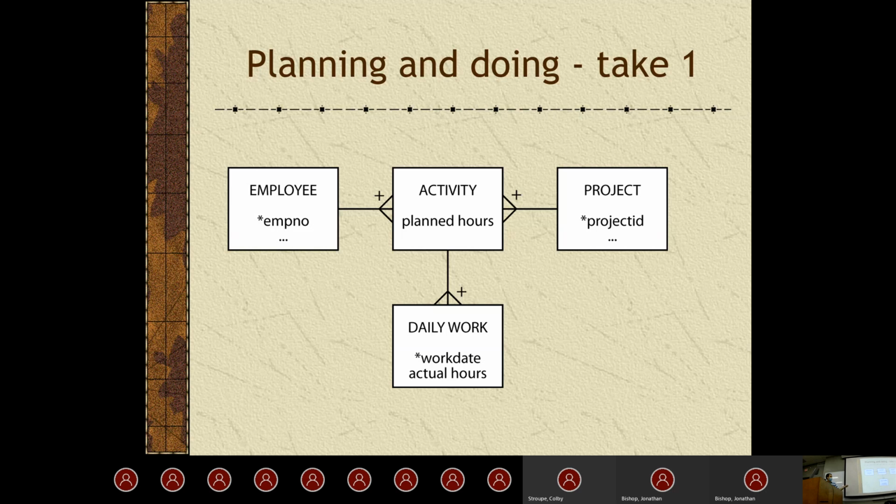And then lastly, we have activity has one-to-many daily work, and daily work has one-to-one activity associated with it. So not the most logical model, but again, if a business rules specify to do it this way, this is the way we're going to go about it. So what we have is we have the planned hours belonging in the activity. So let's say the activity is, someone list me off an activity that we would have.